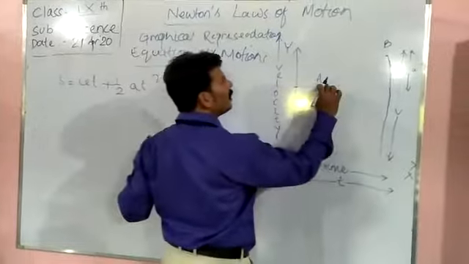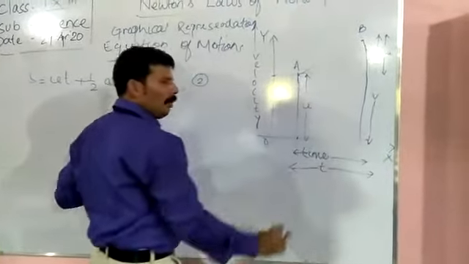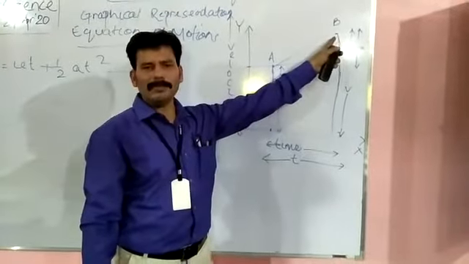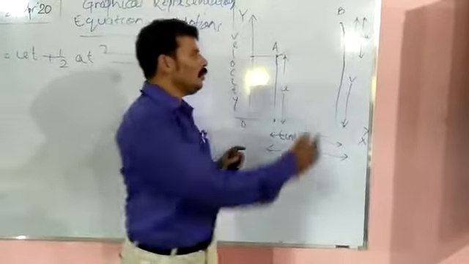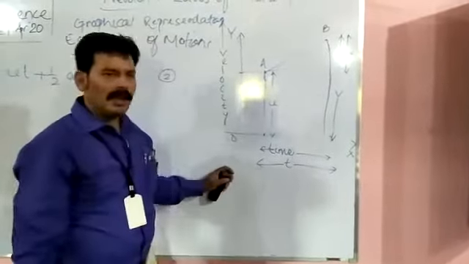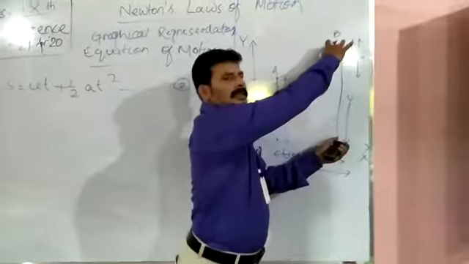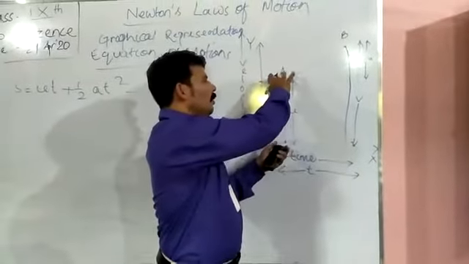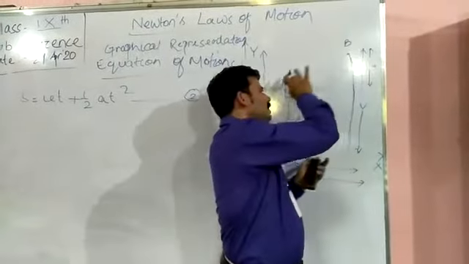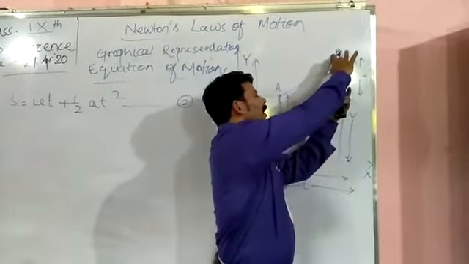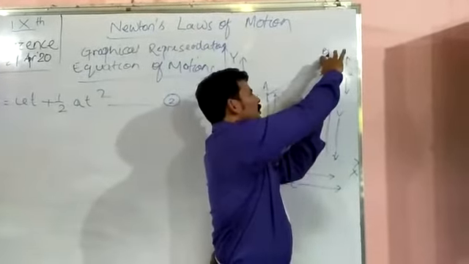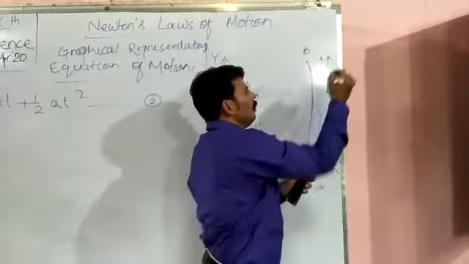Similarly, as the object moves from A to B, at point B the velocity will be v, that is the final velocity. If we draw a perpendicular on the x-axis from v, this distance is equal to v and this distance is equal to u. So what will be this remaining distance? As this is v and this is u, this will be v minus u.